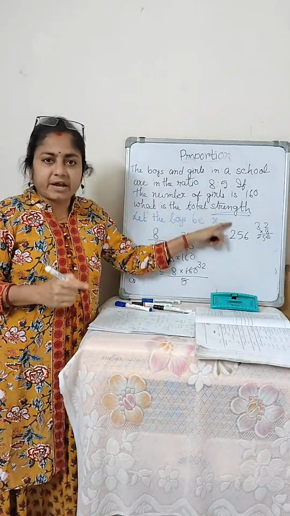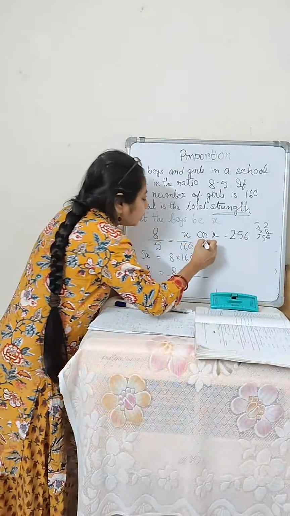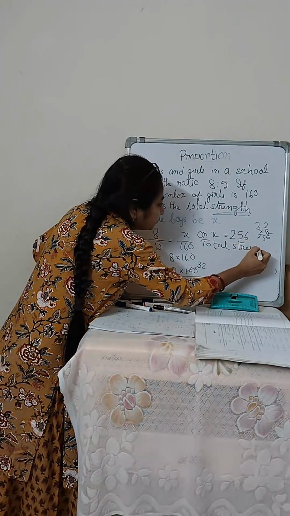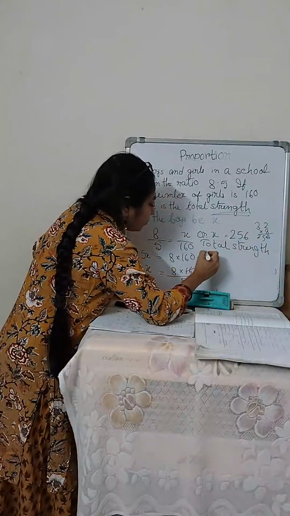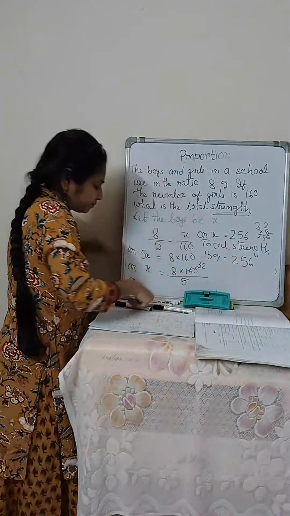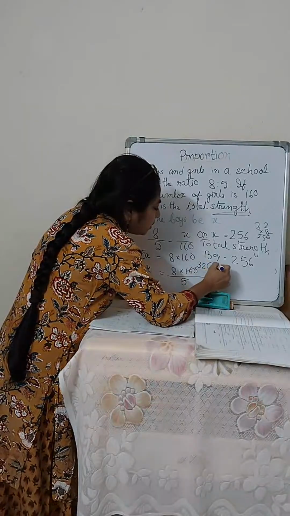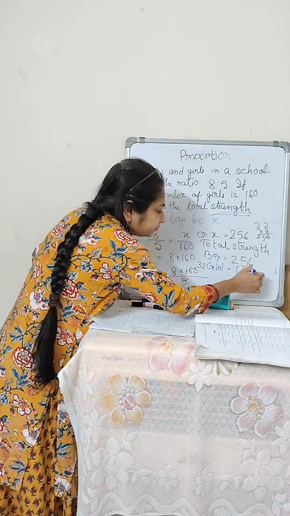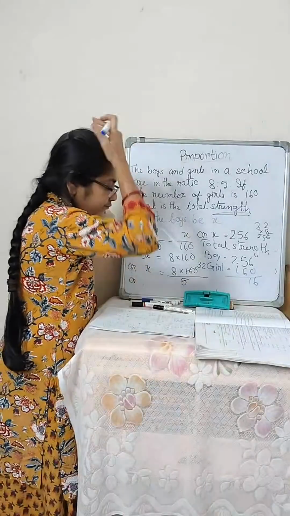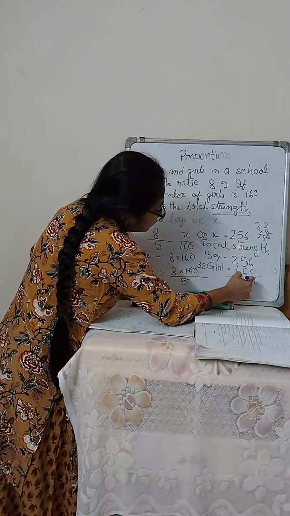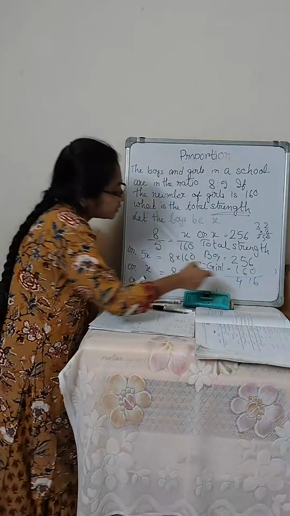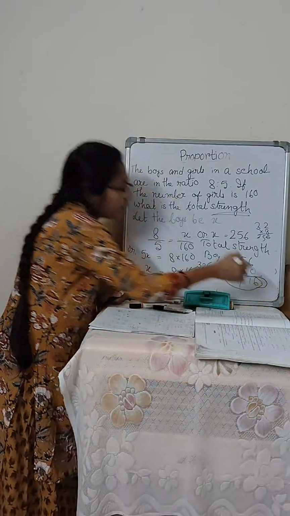What's the answer? Total strength. Strength means boys plus girls. So total strength is boys 256, girls 160, add it. Our answer is 416. This is our answer.